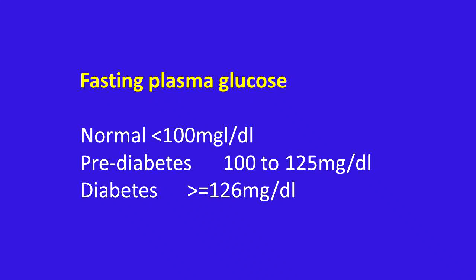So what's the normal fasting plasma glucose level? When we diagnose diabetes, we usually use the fasting plasma glucose level. The fasting blood glucose level in a healthy person is usually less than 100 milligram per deciliter. However, if the fasting blood glucose level is greater than 126 milligram per deciliter, you can diagnose diabetes. Between 100 and 125 is diagnosed as pre-diabetes.